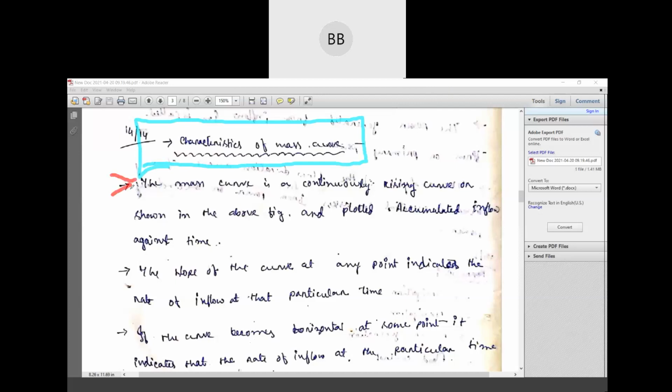So you write down the first point. The mass curve is a continuously rising curve as shown in the above figure and plotted as accumulated inflow against time. That means on the y-axis we have accumulated inflow and on the x-axis we have time.